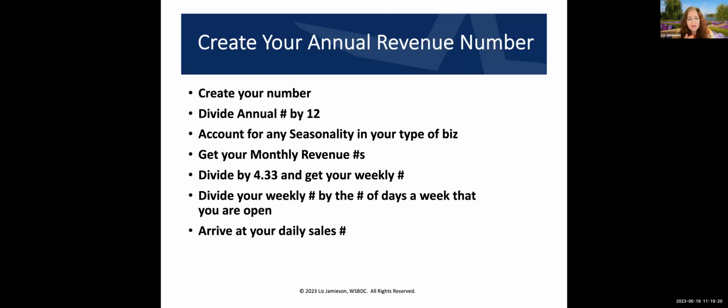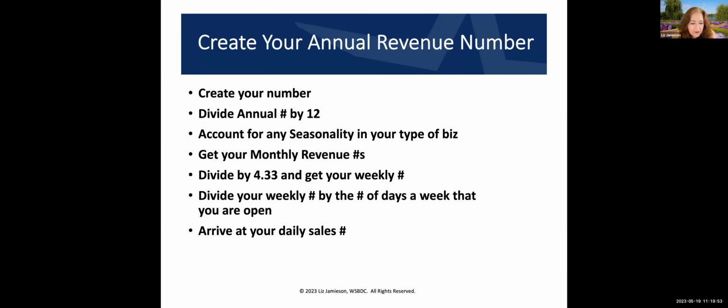So for those of you that have seasonality in your business, instead of dividing by 12, you'll look at your past years of sales, right? And you'll say, oh, okay, I usually do 6% of my total sales for the year in January, and I usually do 9% of my total sales for the year in February, and so on. And so you'll figure it out by the percentage of the annual number that you usually do in a given month, right?